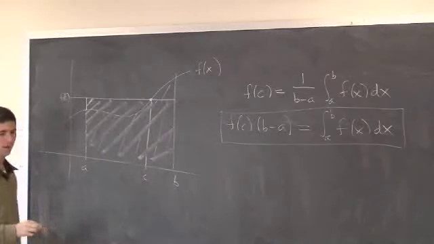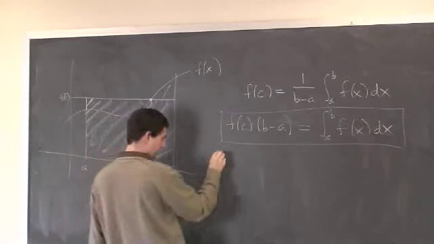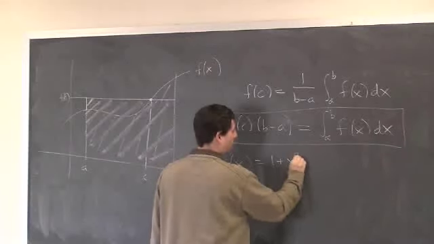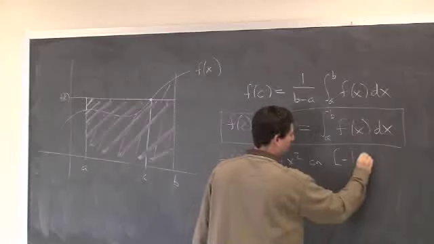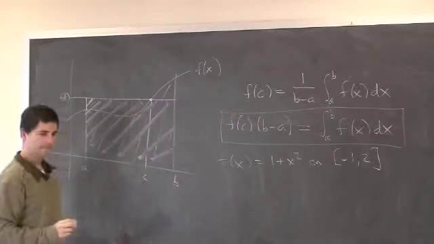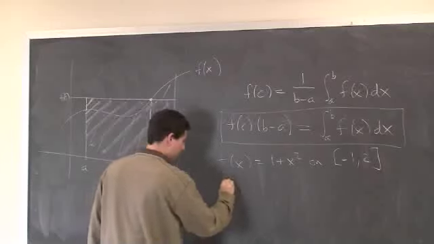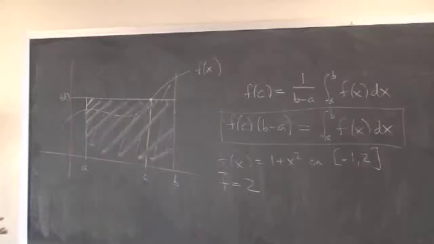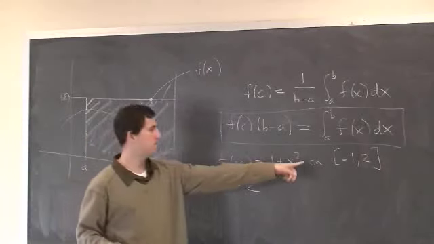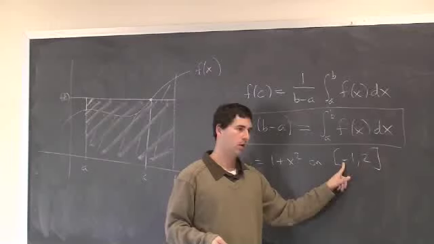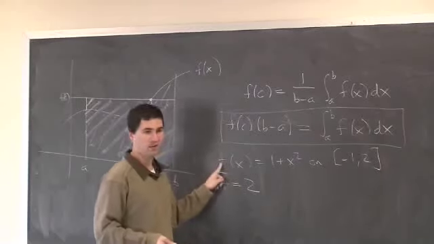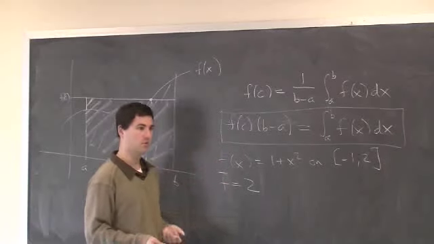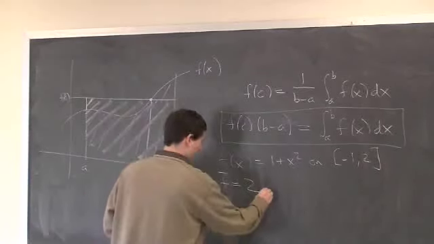Okay, so let's do an example. We actually already looked at 1 plus x squared on minus 1 to 2. And we computed that the average value, I think, was 2. Now, the mean value theorem says that there's some point between minus 1 and 2 where f will evaluate to actually be the number 2. It will evaluate to be the average value of the function.